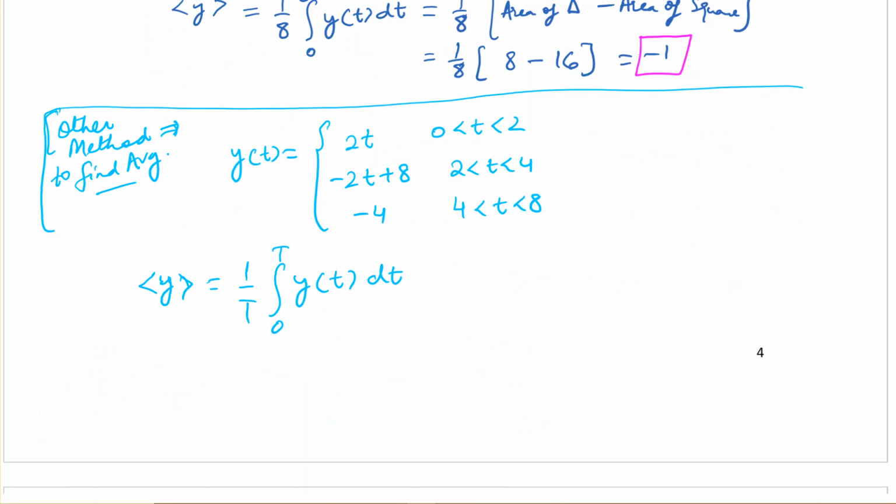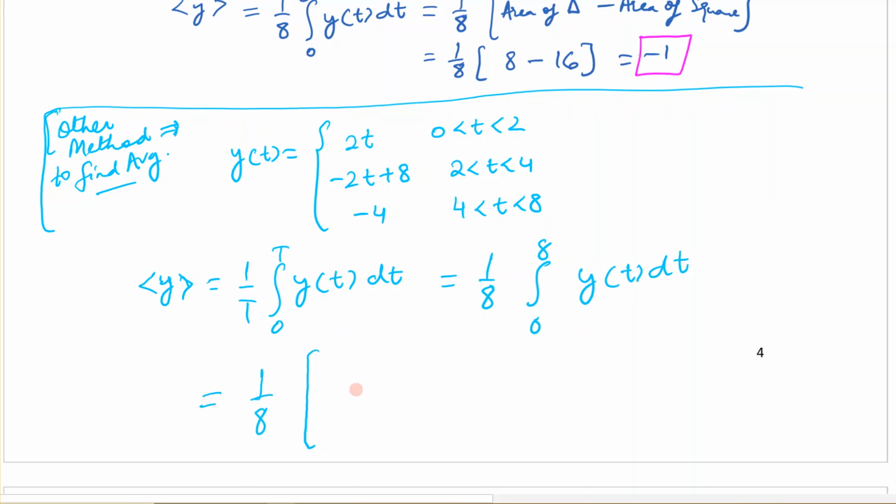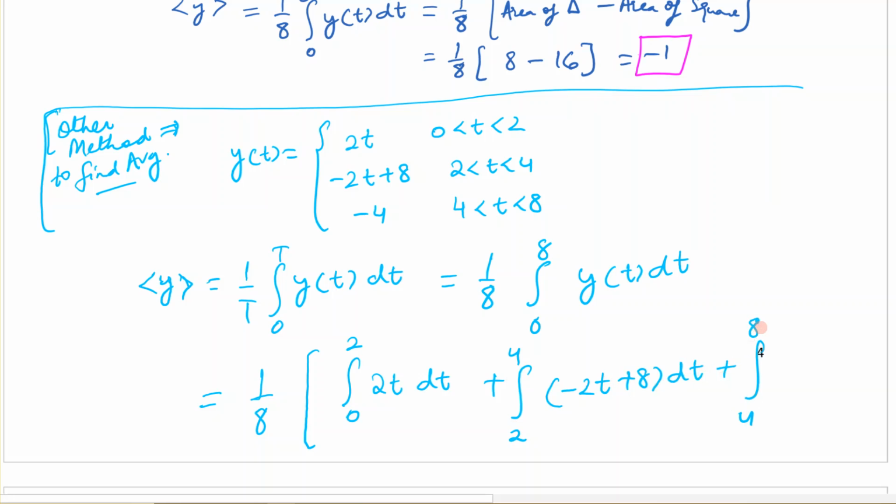And in order to find the average, we put the values in the formula. So 1 over T means 1 over 8, and 0 to T means 0 to 8 y(t) dt. And since this is a piecewise function, we can split this into three integrals. So we split it from 0 to 2, where the function is 2t dt, plus integral 2 to 4, where the function is -2t plus 8 dt. And then we have from 4 to 8, where the function is -4 dt.